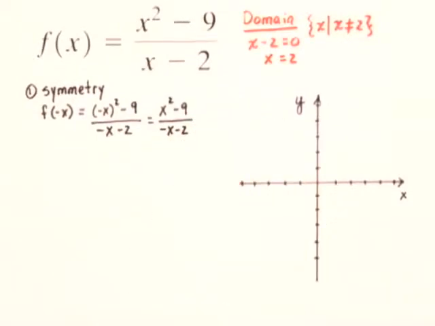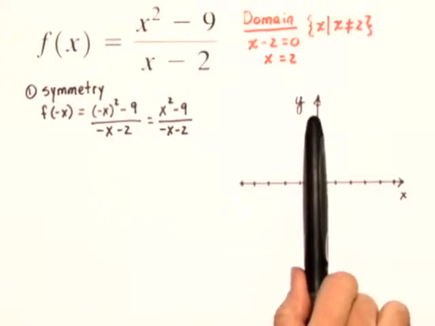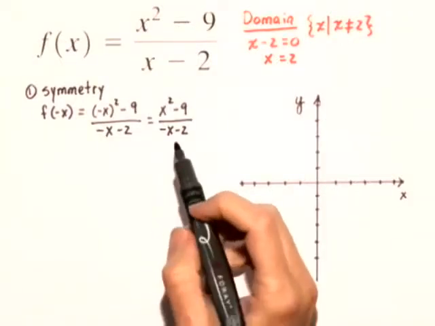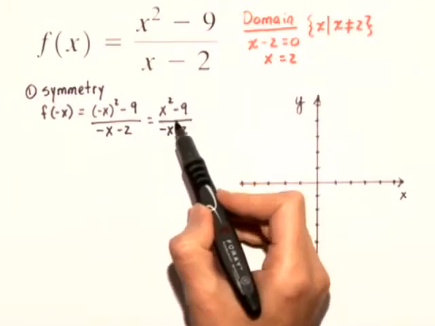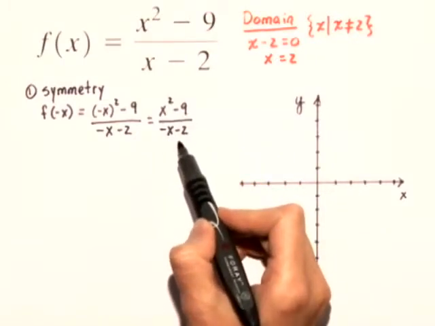Now we have one of three possibilities. Either f of negative x is exactly the same as f of x, in which case it's an even function and it's symmetric with respect to the y-axis. That's not the case here, because the numerator is the same, but the denominator is a little bit different.